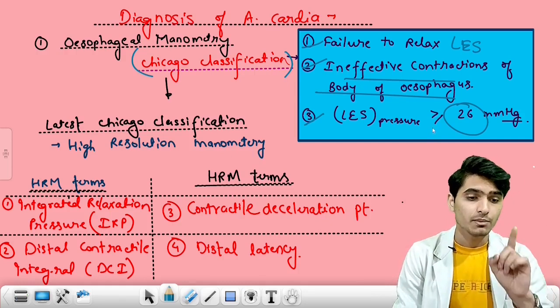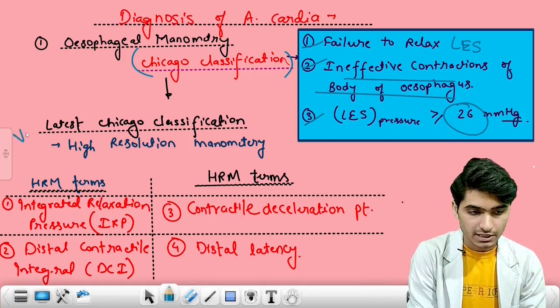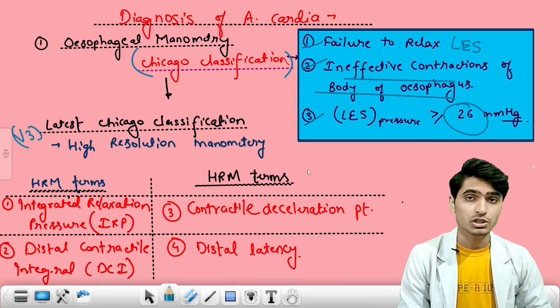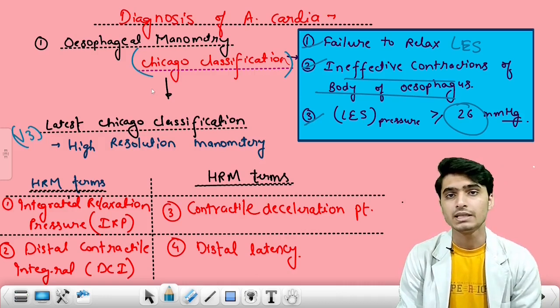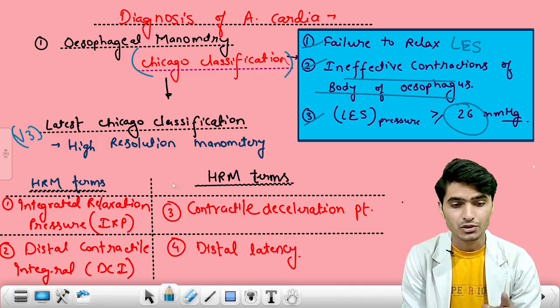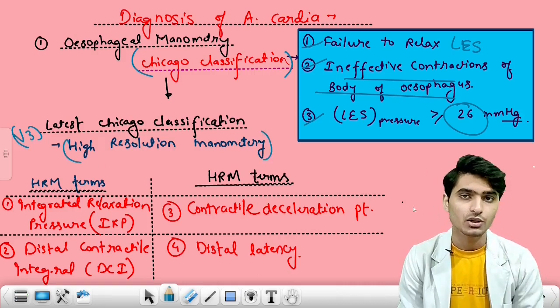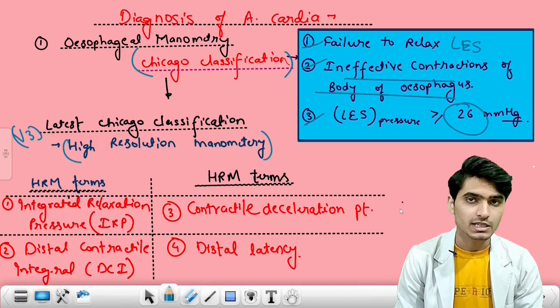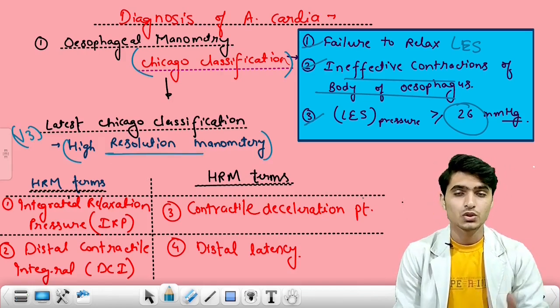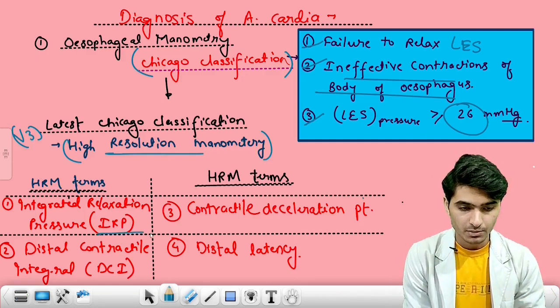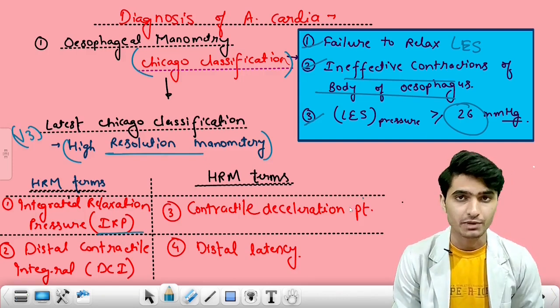So this is the basic three criteria with respect to Achalasia Cardia in the previous version of the Chicago classification. But in the latest version, Chicago version 3, we have involved a new modality, that is high resolution esophageal manometry, and this session on HRM has been discussed in my last video. Do check it out for the great details there. So guys, what is the IRP? The first term is the IRP, the integrated relaxation pressure here.